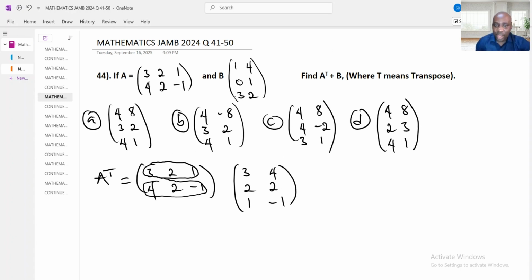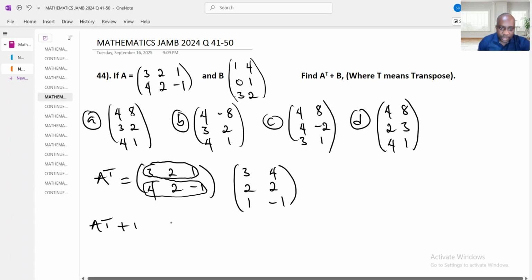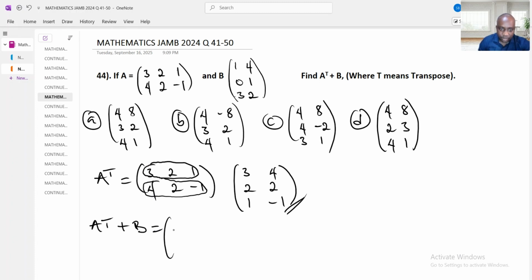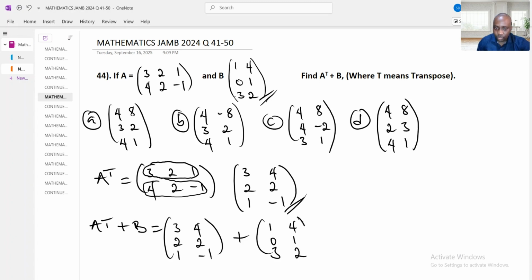Now what do we have? This is the formula, A^T plus B. Therefore, what is our A^T that we transposed? This is it. I'm going to write it like this: 3, 2, 1, 4, 2, minus 1, plus B. Where is our B? This is our B from the question, which is 1, 0, 3, 4, 1, 2. Now we add this together.